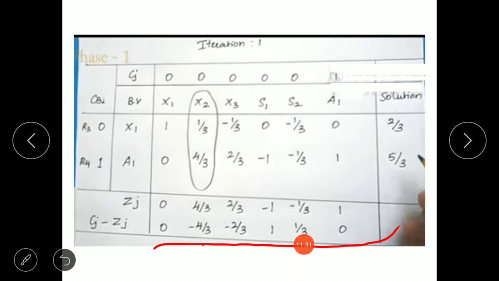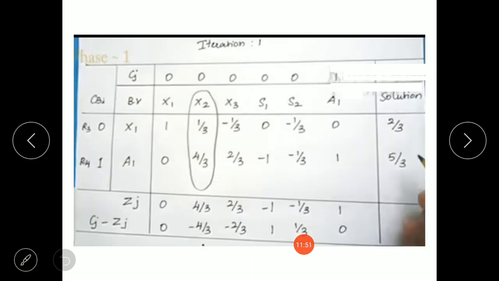Now as you can see, all the elements are not positive or 0. There are some negative elements also. So we have not reached the optimality condition. We need to proceed further. We need to make iteration table 2. And for making iteration table 2, we need key row, key column and key element.